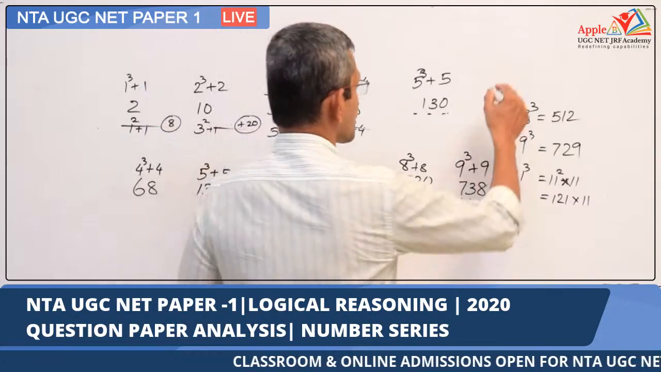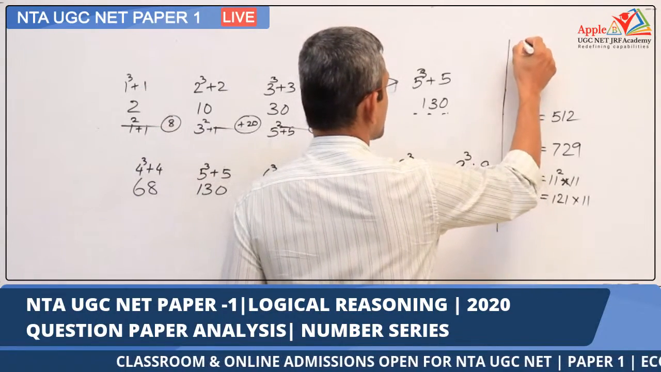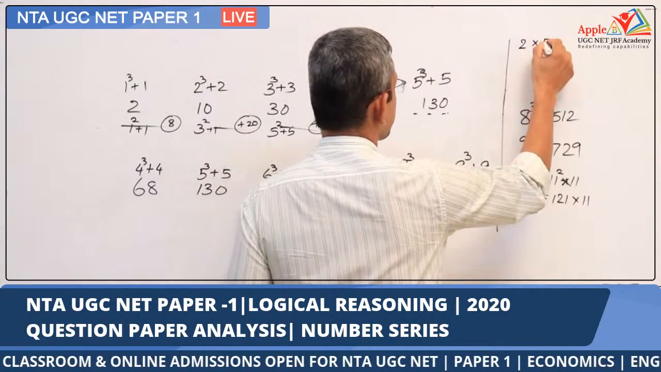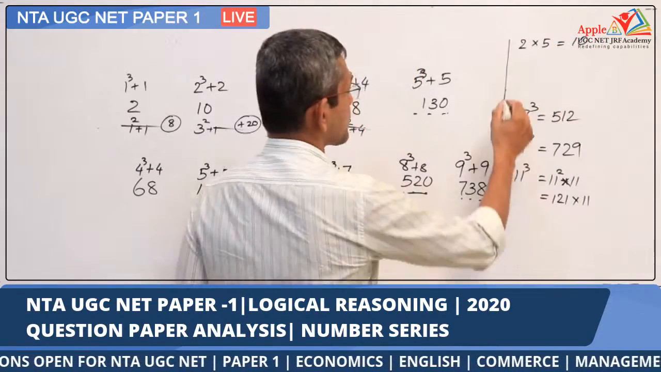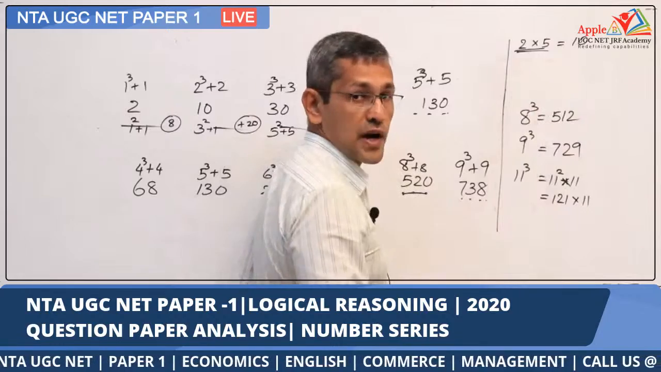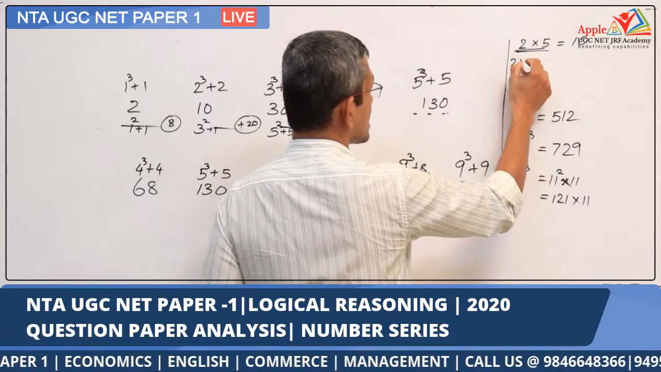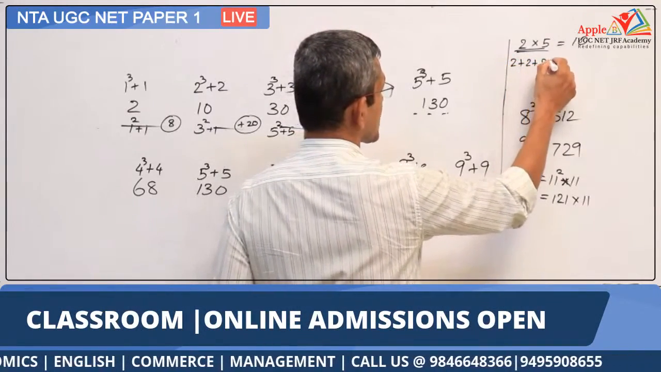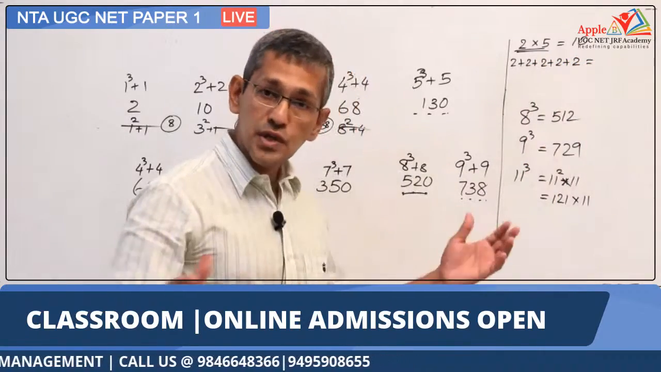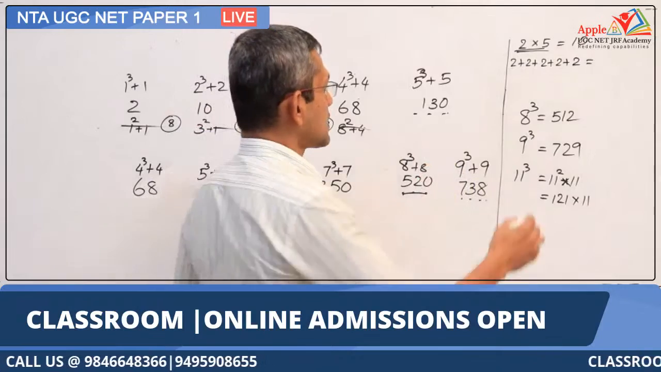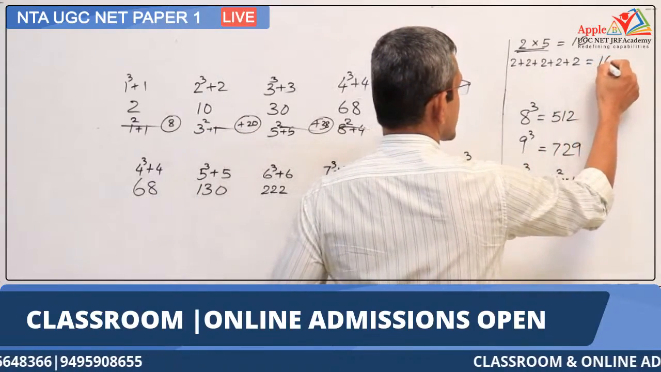If you have any kind of difficulty in understanding that idea, I'll show something here. 2 into 5, everybody knows the answer is 10. But my question is, what is 2 into 5? 2 into 5 is pretty much simple. 2 is added 5 times. 2 plus 2 plus 2 plus 2 plus 2. That is what 2 into 5 is. And if 2 is added 5 times, the answer is 10.